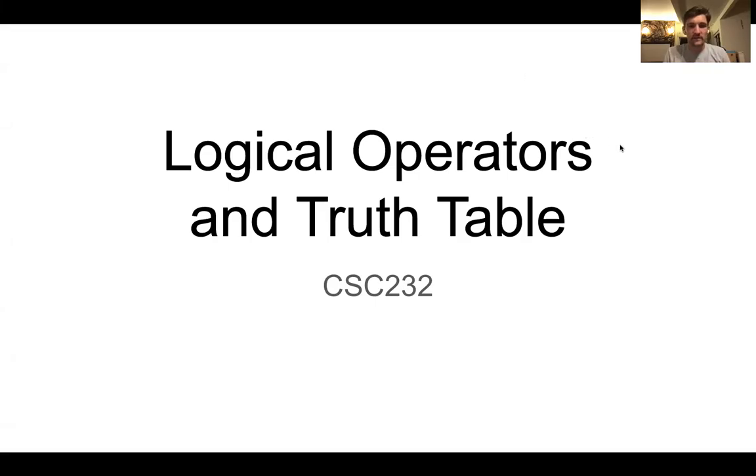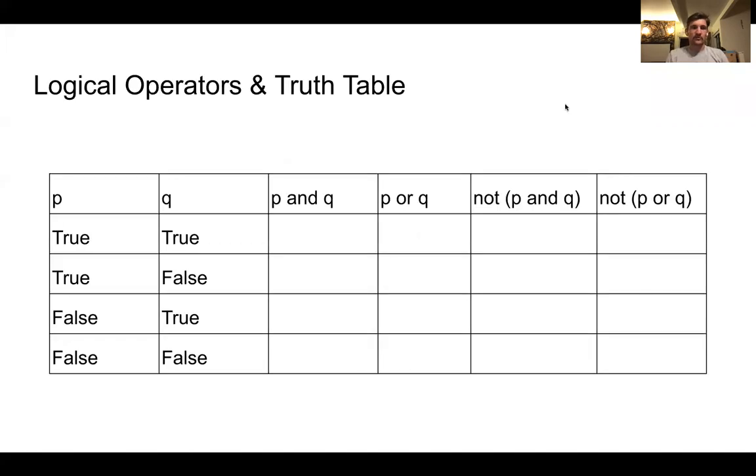Hello, everyone. This is a quick lecture on logical operators and the truth table. So what are logical operators and what is the truth table? Logical operators are any operators that perform on Booleans. So you're combining multiple Booleans together in specific ways and checking the relationships between them.